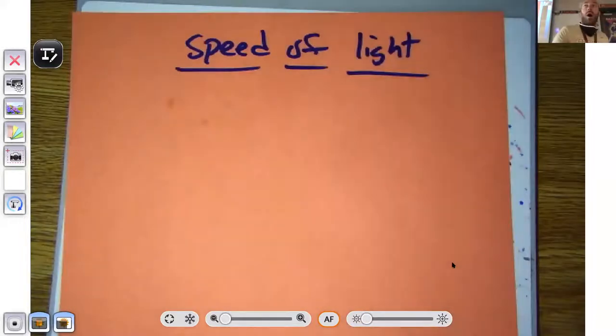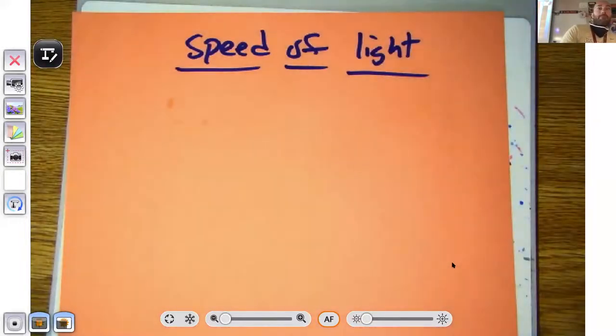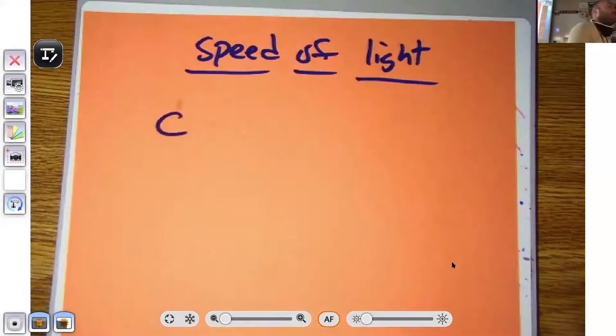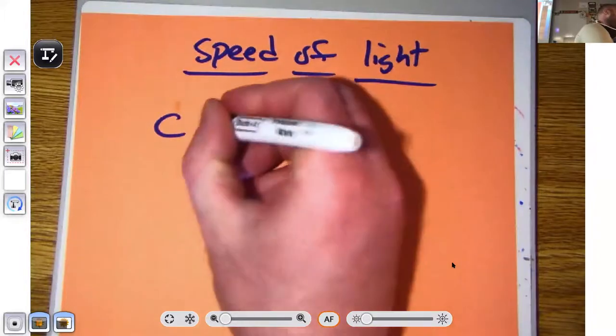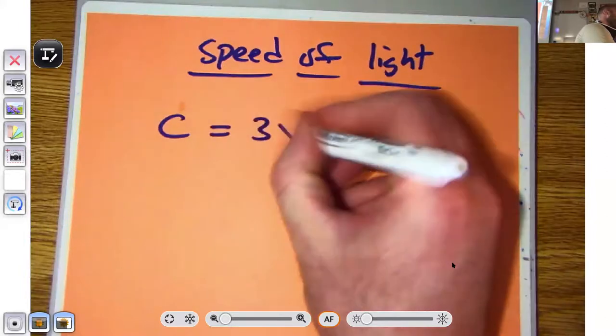We've actually already talked about the speed of light, but I just want to have this as a refresher. The variable that we use for the speed of light is a very specific velocity. Instead of using V, we use C. Well, C is super fast.